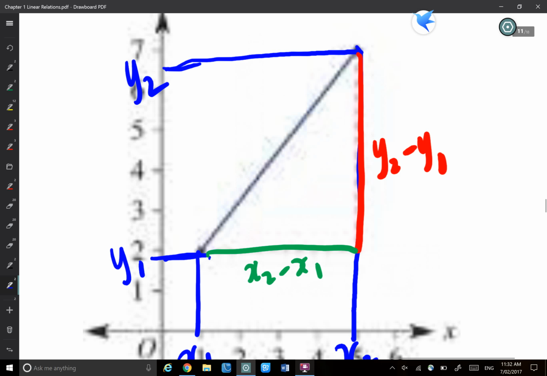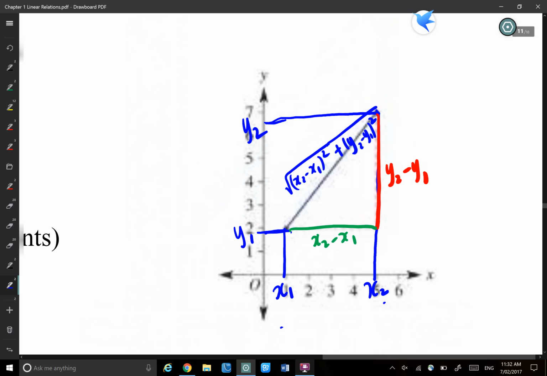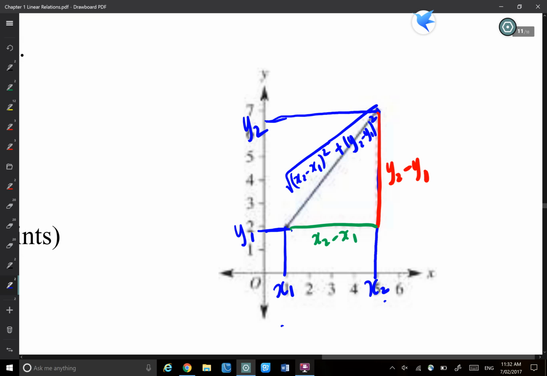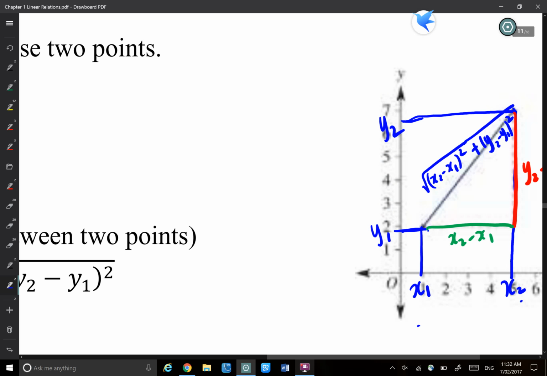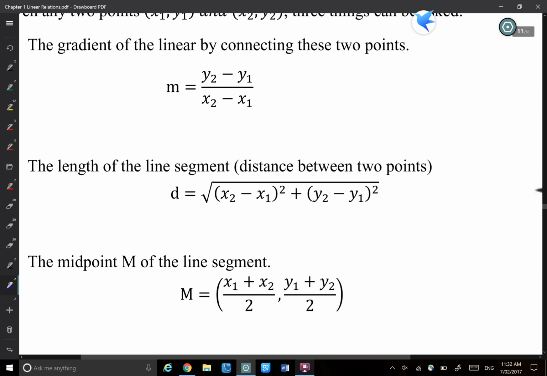So therefore, this length must be the square root of a squared plus b squared, and you square root the whole thing. Okay, that's how this formula comes from. So now you know the distance between 2 points.